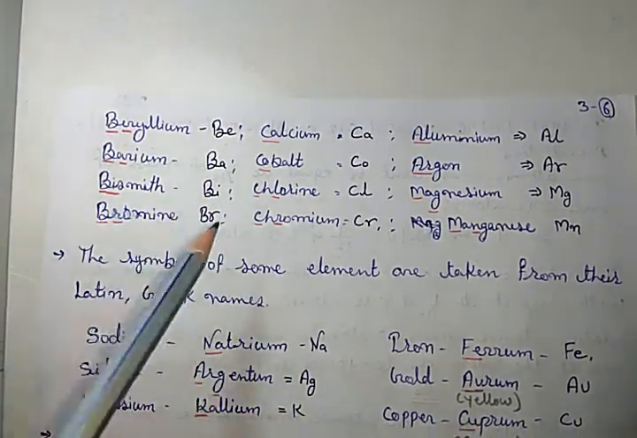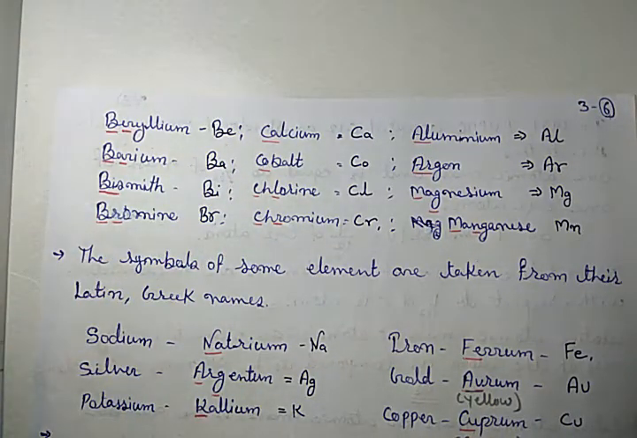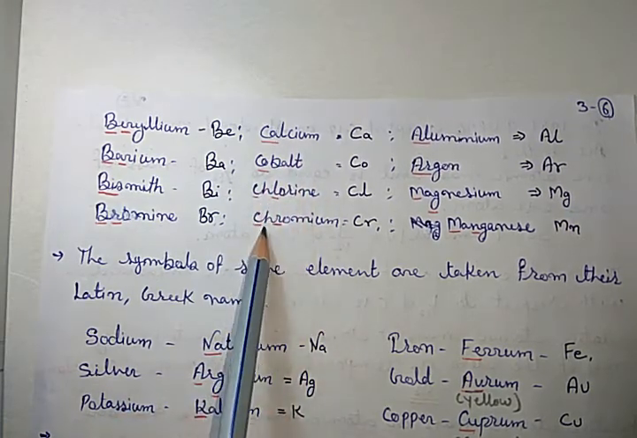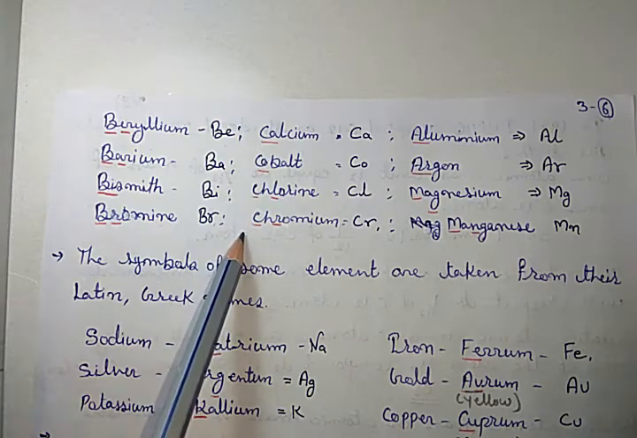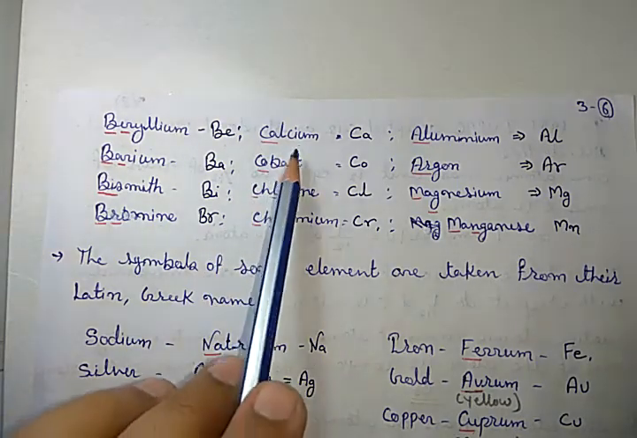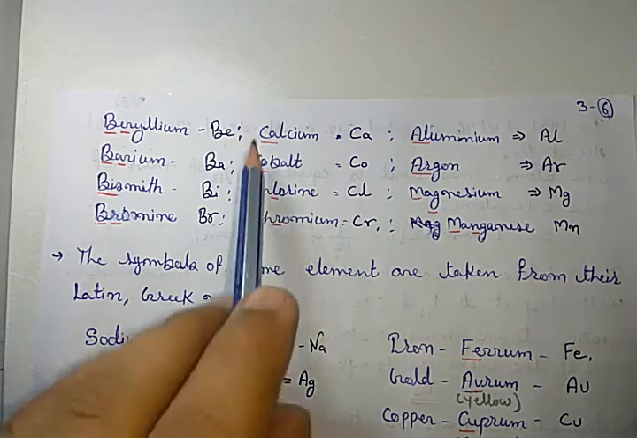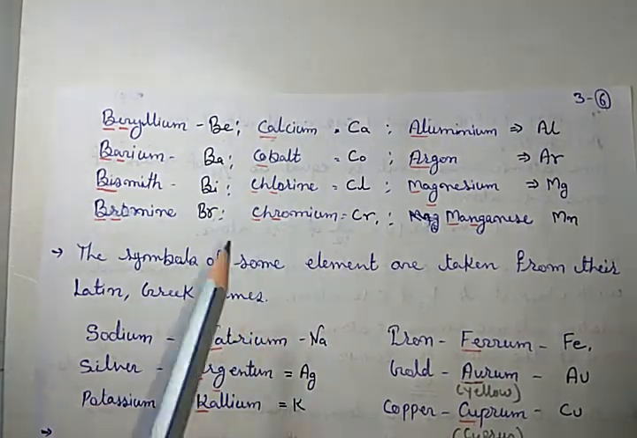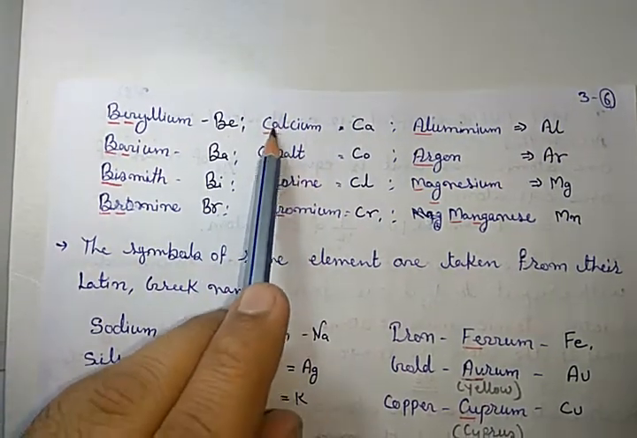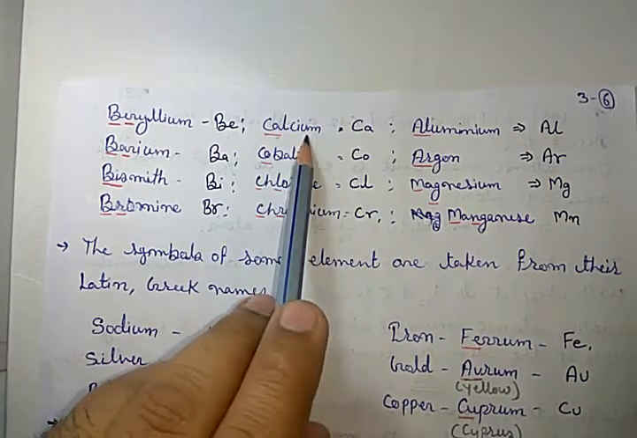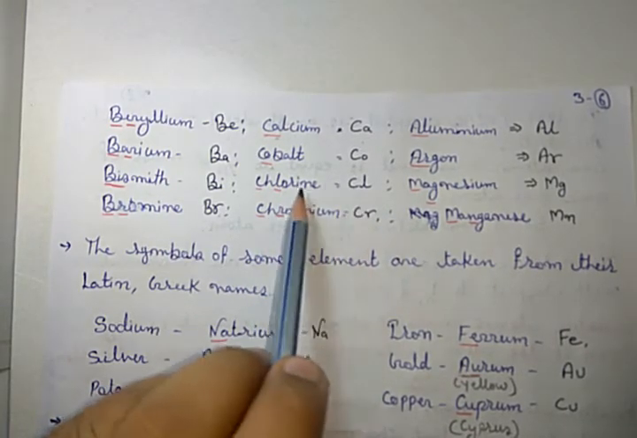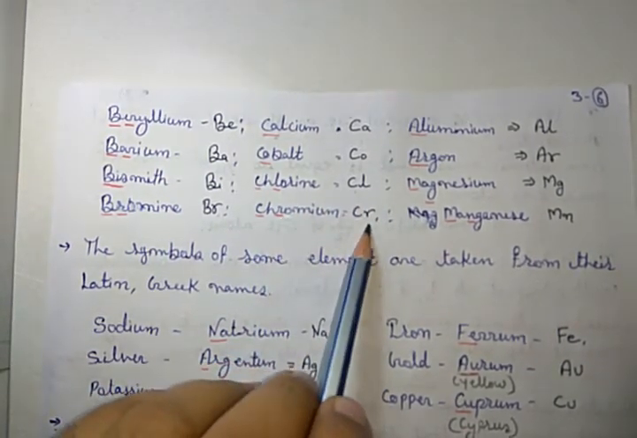Now a similar example with C. C is allotted to carbon, as we discussed. Other elements like calcium, cobalt, chlorine and chromium also start with C. To overcome this problem, two letters are selected, first and second, or first and third. So the symbol of calcium becomes Ca, cobalt Co, chlorine Cl, and chromium Cr.